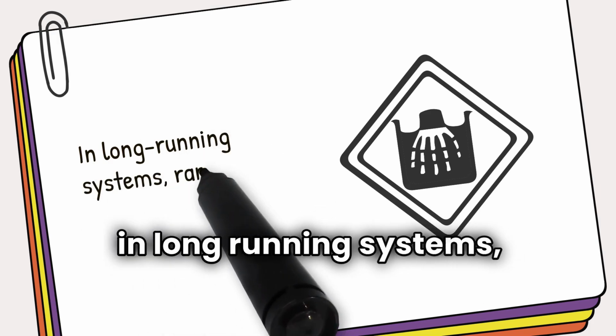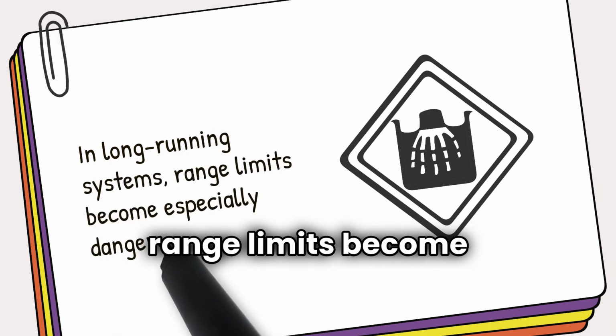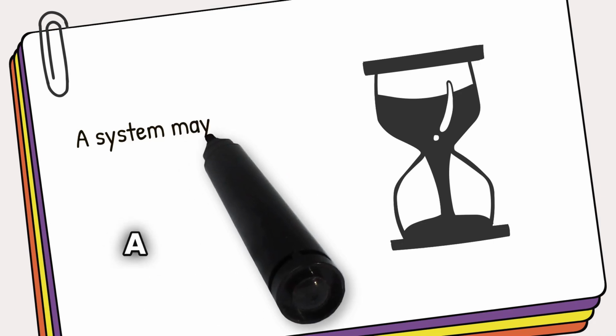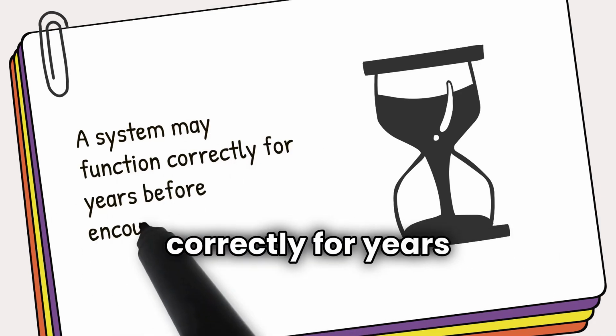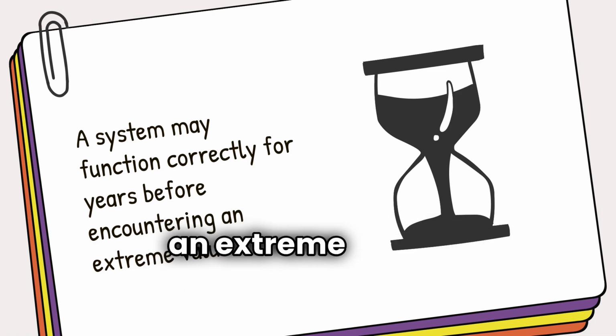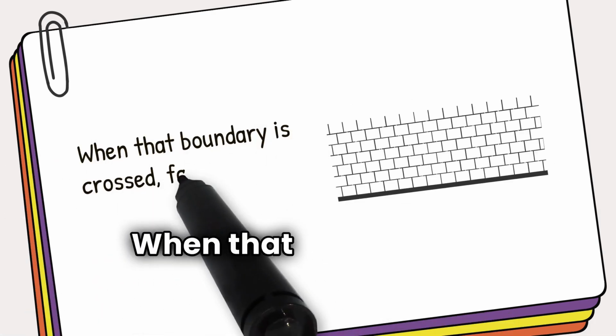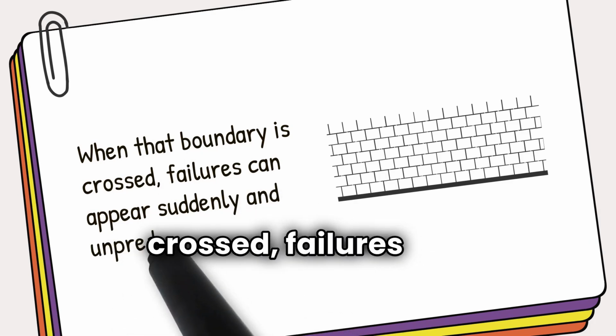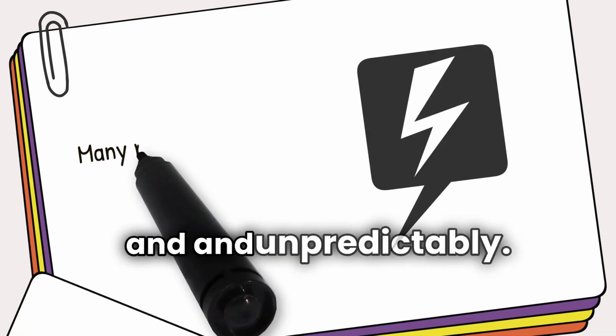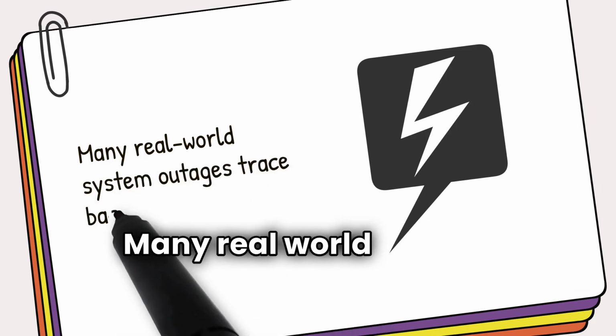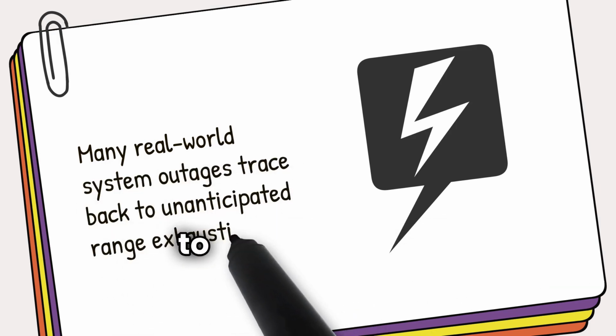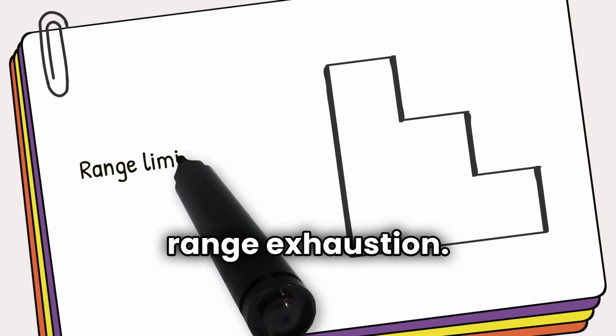In long-running systems, range limits become especially dangerous. A system may function correctly for years before encountering an extreme value. When that boundary is crossed, failures can appear suddenly and unpredictably. Many real-world system outages trace back to unanticipated range exhaustion.